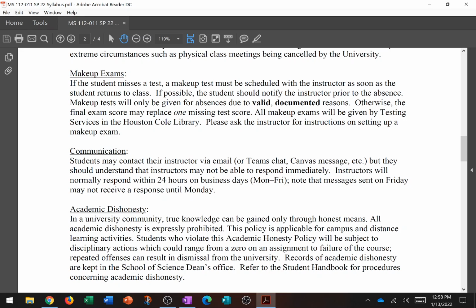If you have to miss a test and you can't have documentation, it's okay. What we'll do is let the optional final exam take the place of that missing test. I'll do that for one test. So what we really need to avoid is missing more than one test without documentation. That would be a disaster scenario.